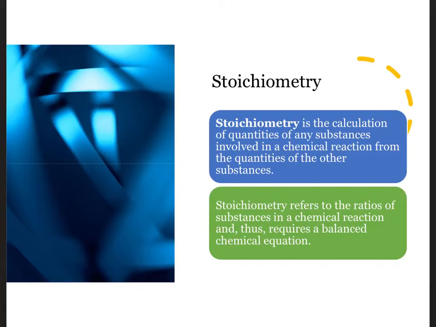stoichiometry allows for the calculation of quantities of any substances involved in a chemical reaction from the quantities of the other substances. Stoichiometry relies upon the ratios of substances in a chemical reaction, requiring that we start with a balanced chemical equation. Let's look at an example.